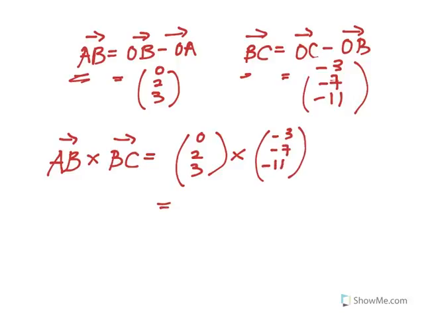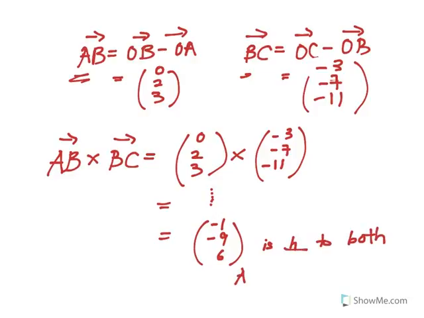I hope you can do this by yourself. By now you should be able to do the vector product comfortably, and your answer will be (-1, -9, 6). And this is perpendicular to both AB and BC. Next we are looking at part B.